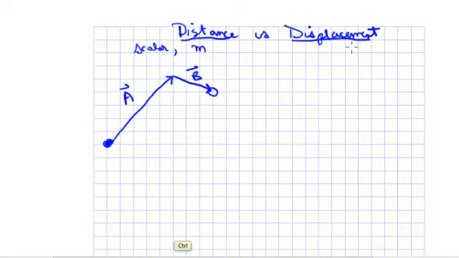Displacement has the units of meters, so that's in common with distance. However, displacement is a vector, not a scalar. So the displacement of your ball is the sum of those two vectors. And from the little YouTube video I did on adding vectors together, that's simply going to be this vector here. This is A plus B.